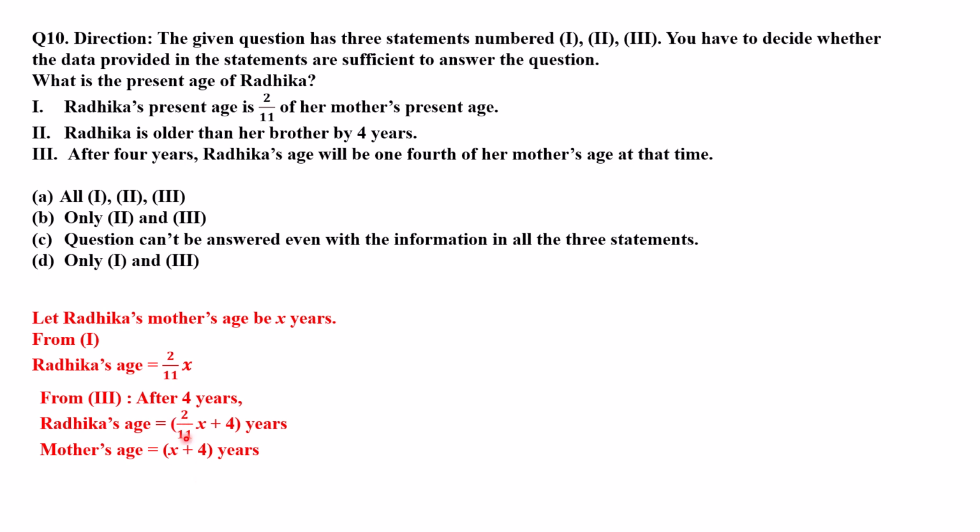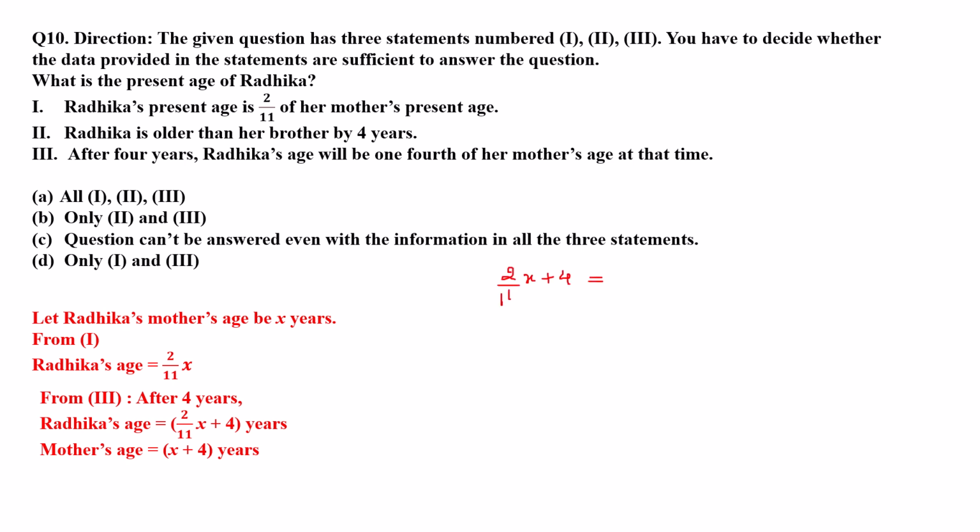I have written the ages in a different order, okay? Just try to understand. Mother's age will be x plus 4 and Radhika's age will be 2/11 x plus 4. So this will be the age after 4 years. Now we will work on this condition. Radhika's age will be 1/4 of her mother's age at that time. Now Radhika's age is 2/11 x plus 4.